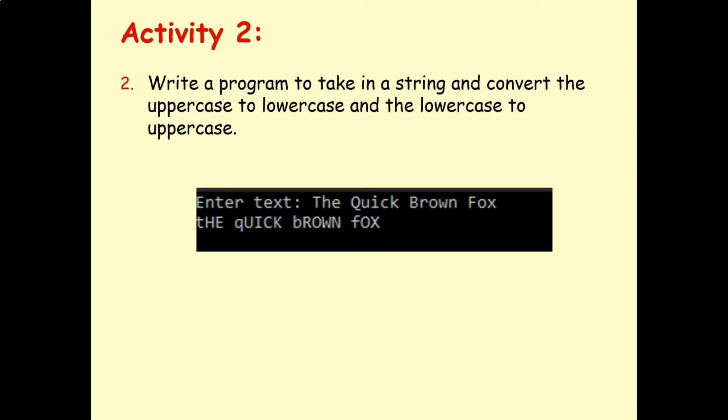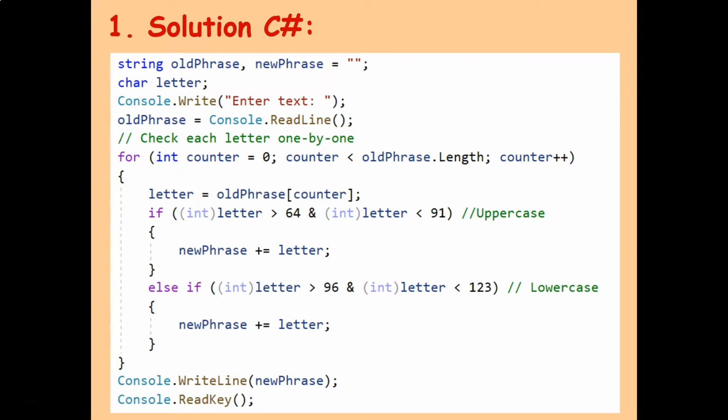And activity 2, again doing this old school programming using the ASCII conversion methods. Write a program to take in a string and convert the uppercase to lowercase and the lowercase to uppercase. When you've done that, I will show you the solutions right now.